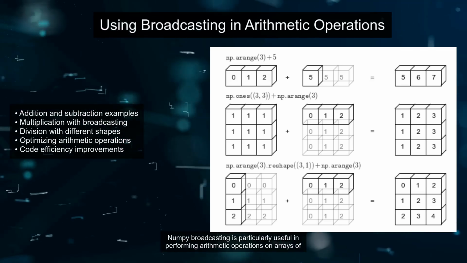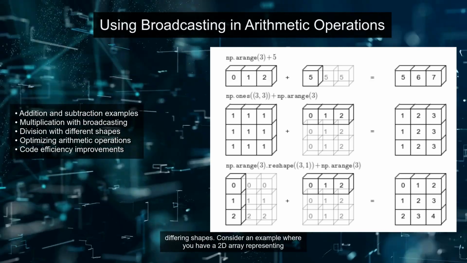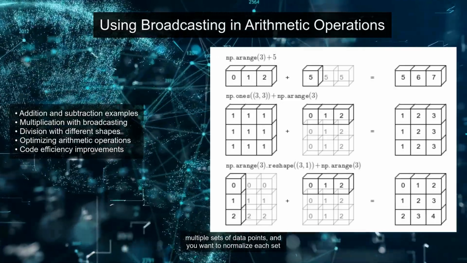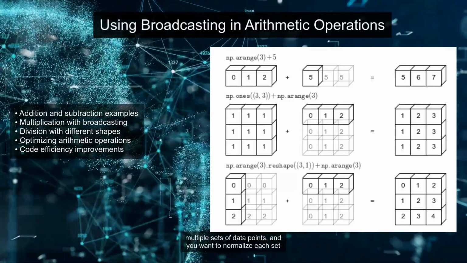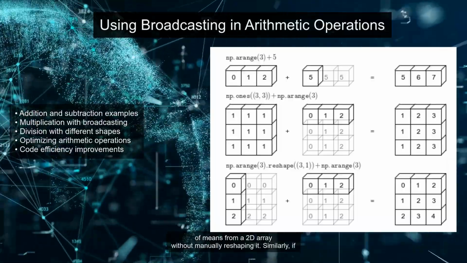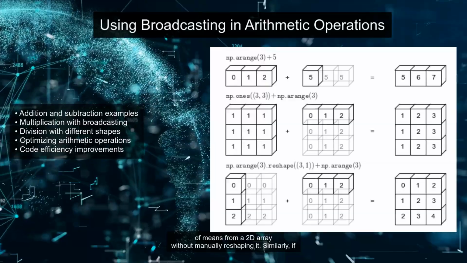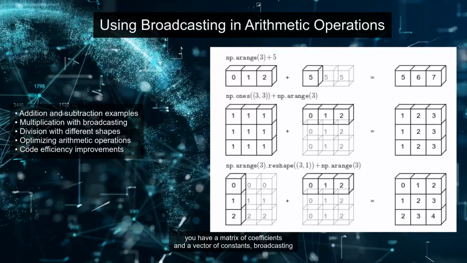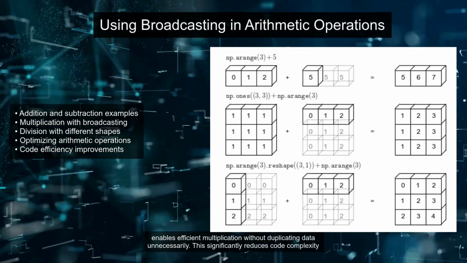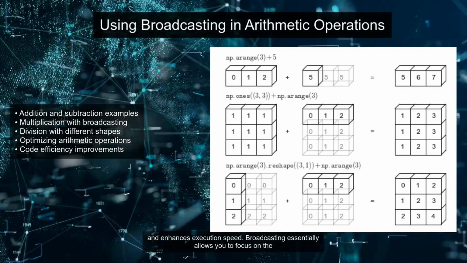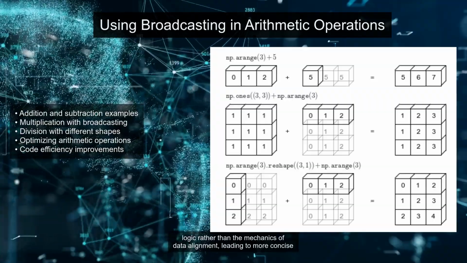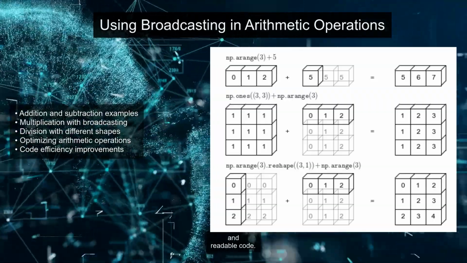Numpy Broadcasting is particularly useful in performing arithmetic operations on arrays of differing shapes. Consider an example where you have a 2D array representing multiple sets of data points, and you want to normalize each set by subtracting the mean. Broadcasting allows you to subtract a 1D array of means from a 2D array without manually reshaping it. Similarly, if you have a matrix of coefficients and a vector of constants, broadcasting enables efficient multiplication without duplicating data unnecessarily. This significantly reduces code complexity and enhances execution speed. Broadcasting essentially allows you to focus on the logic rather than the mechanics of data alignment, leading to more concise and readable code.